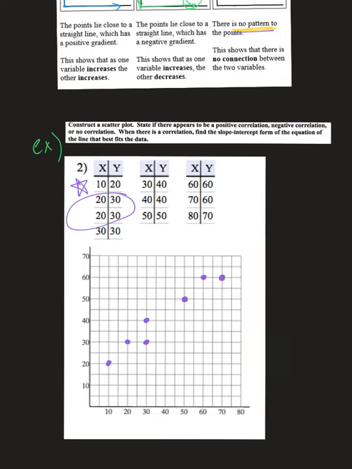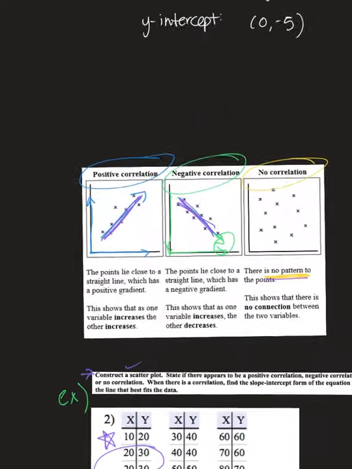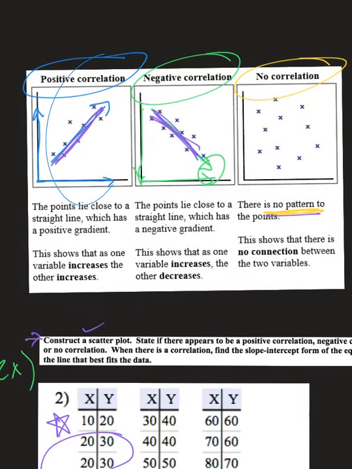Then our last point is 80, 70. Okay, so looking at the directions, the first thing it says is to construct a scatter plot, and we did that, so check. Next thing is we need to state if there appears to be a positive correlation, negative correlation, or no correlation. Looking at this, we can see that the values here are going up towards the top right, and it looks like this image right here, and that is a positive correlation.